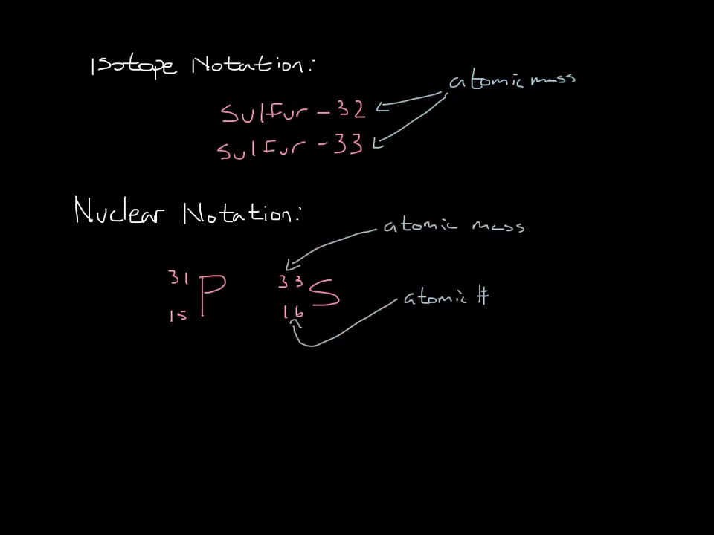And important for the nuclear notation is how you write these numbers. Atomic mass has to be on top, atomic number has to be on the bottom, and they must be on the left-hand side of the symbol. So don't draw them on the right-hand side, and don't flip those numbers.